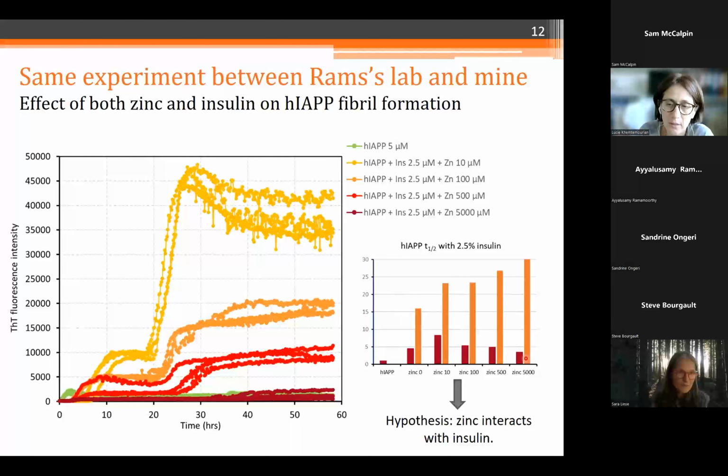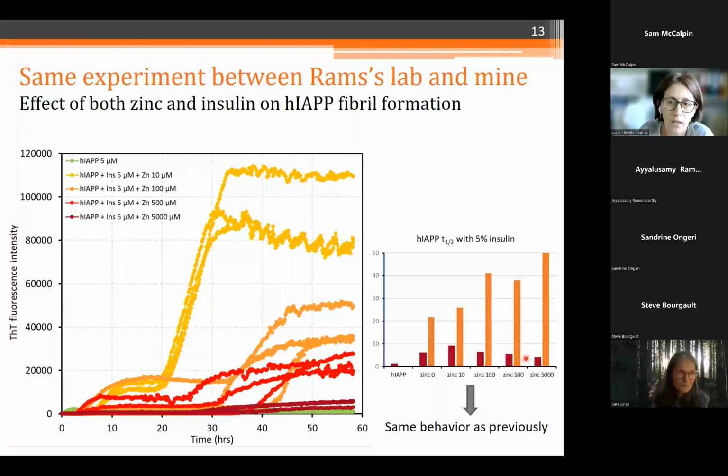So we did the same experiments at 5 micromolar of insulin, and we see again the same behavior. So at the beginning, insulin inhibits IAPP fibril formation, and after a certain concentration, there is no inhibition anymore, probably because zinc interacts with insulin.